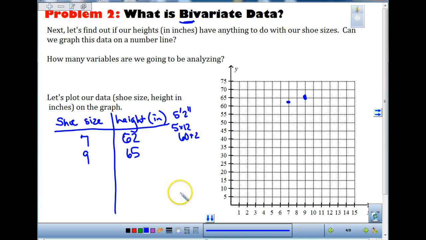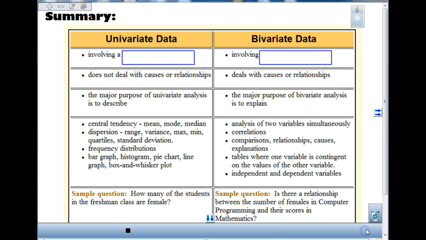And again, we'll pause this video and then we'll come back to it. We'll switch to the document camera. You're going to plot this in the notes, and each class is going to be different and unique.